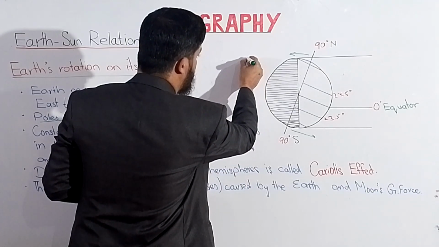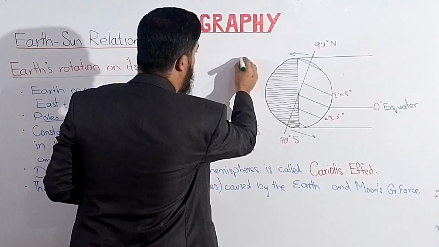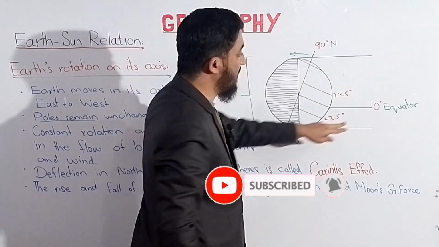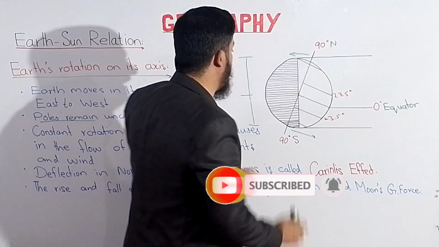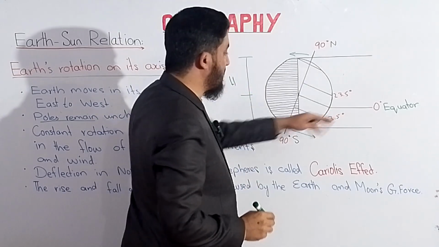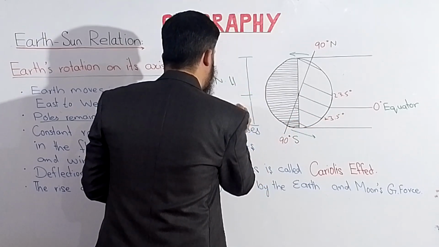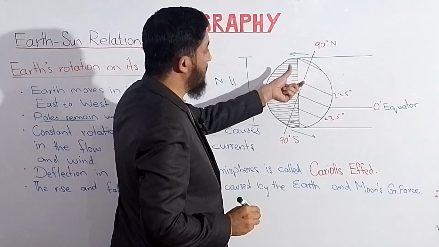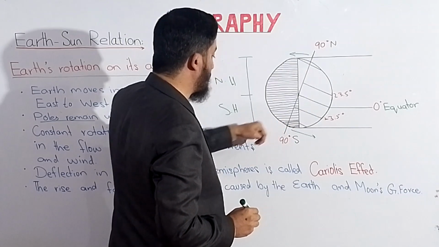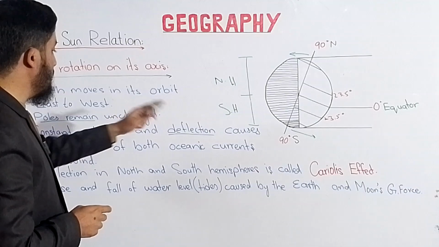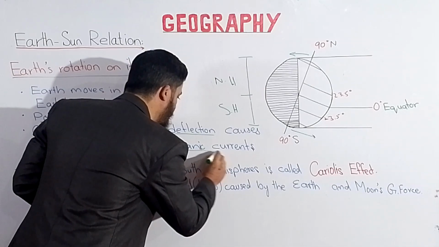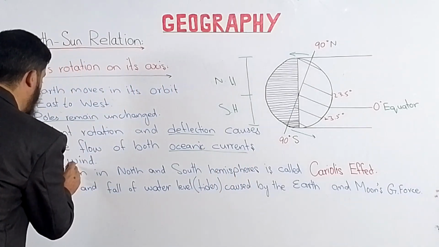So we know that the earth is divided into two hemispheres. From the equator, which has a degree of 0 degrees, the upper side is called the north hemisphere, and the side below the equator is called the south hemisphere. So earth has a deflection towards the right in the north hemisphere and a deflection in the south hemisphere towards the west. And this continuous motion has affected the ocean currents as well as the movement of the wind.